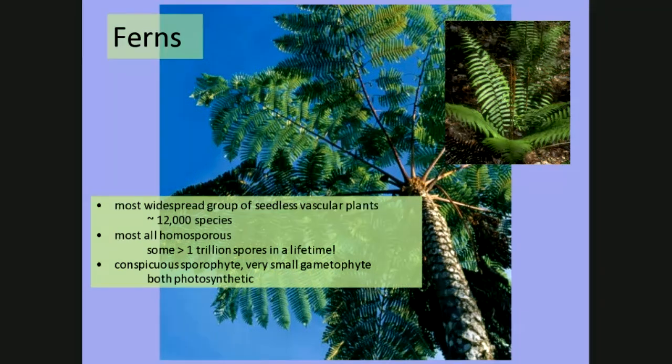All right, the ferns are a very widespread group, about 12,000 species. Most of these guys are homosporous, with a bisexual gametophyte. Now, again, make the connection. Remember, that's what we looked at in lab. We looked at a fern gametophyte, that little heart-shaped thing. The male and female parts were on the same gametophyte, so that means it's homosporous. Trillions and trillions of spores.